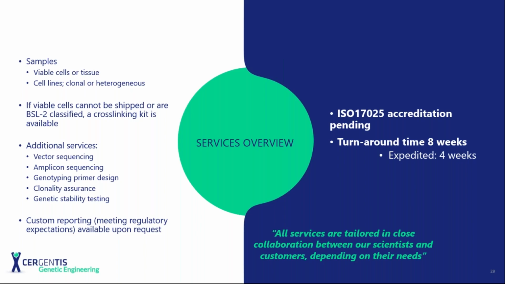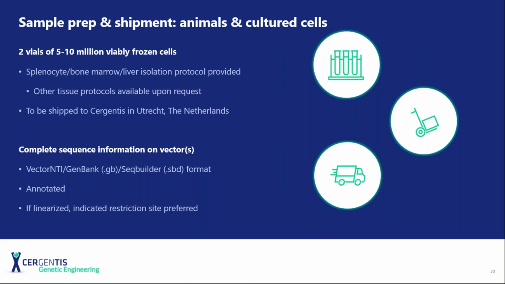The TLA analysis per sample includes everything from sample pre-processing up to library preparation, next generation sequencing, bioinformatics analysis and the reporting, as well as a post-report call to discuss the results of the report, which is all included in the price per sample. We require 2 vials of 5 to 10 million viably frozen cells. So these can be from any source. We have isolation protocols available if needed.